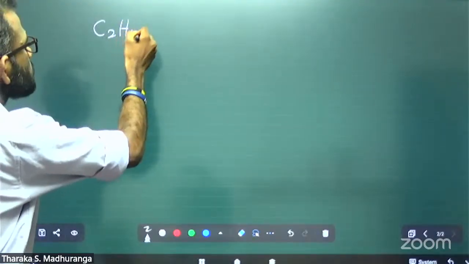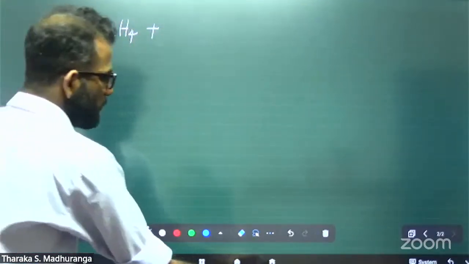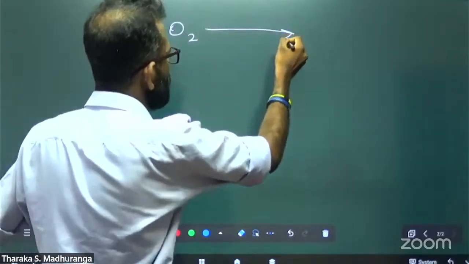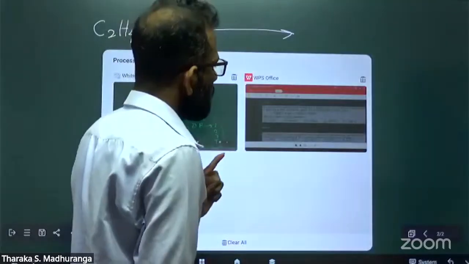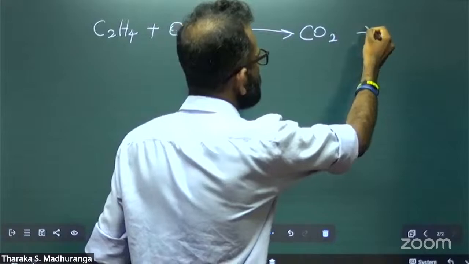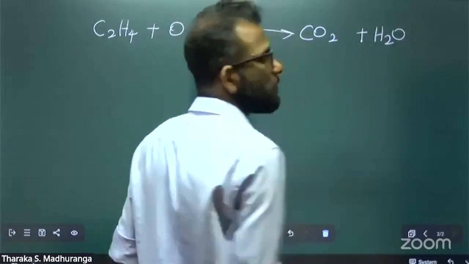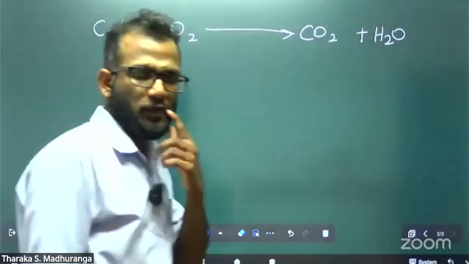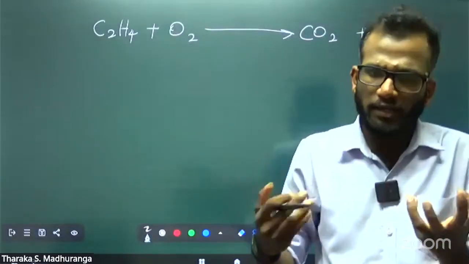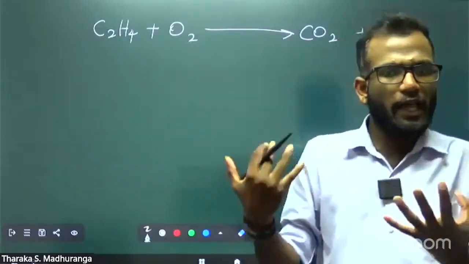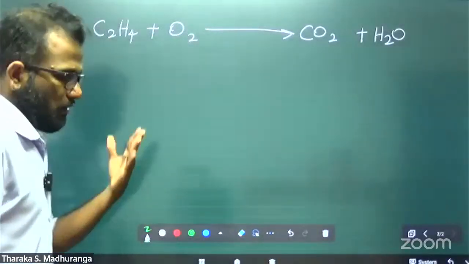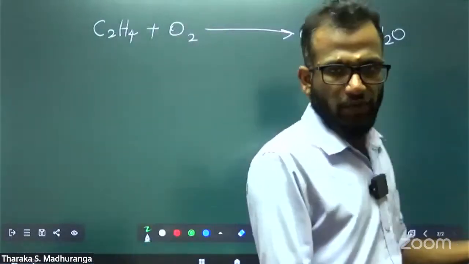C2H4 reacts with oxygen. Then what is the produced product? Carbon dioxide and water. CO2 and H2O are produced. Combustion means burning, and burning means reacting with oxygen. Very simple. Now in this question, the balanced equation is already given.